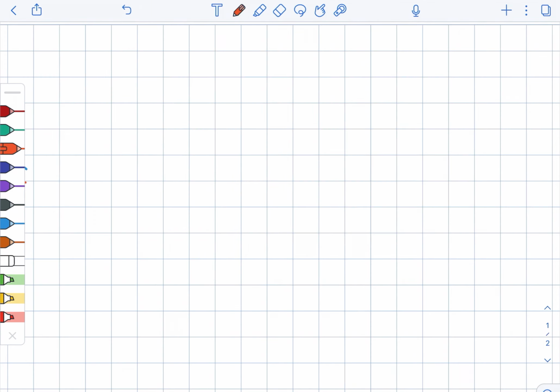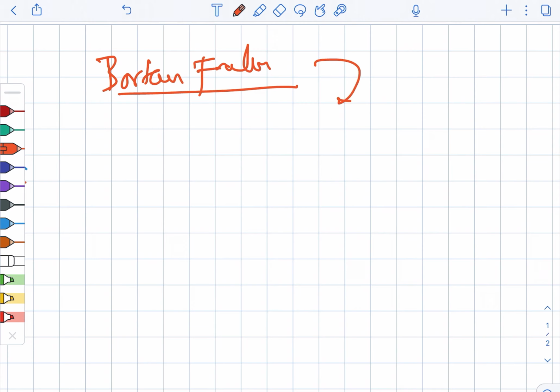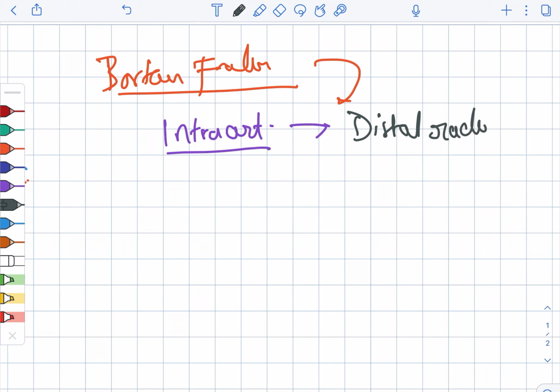Next, looking at the Barton's fracture. Barton's fracture is nothing but an intra-articular fracture of the distal radius. This can be dorsal as well as volar.